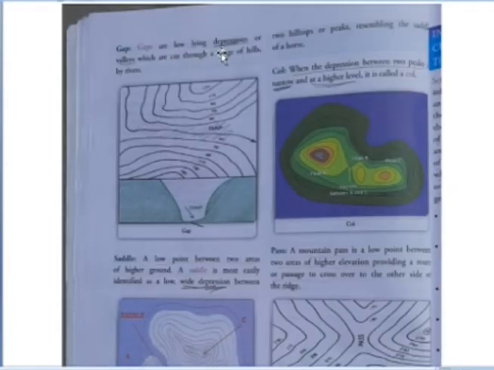Gaps are low-lying depressions, meaning the place between two high points which is depressed, like a valley. So gaps are low-lying depressions or valleys which are cut through a range of hills. In this figure, these contour lines are showing a hill, and these are also showing another hill. The space between these two hills is a gap. Maybe it is a way of a river or valley. Okay, it is a gap.